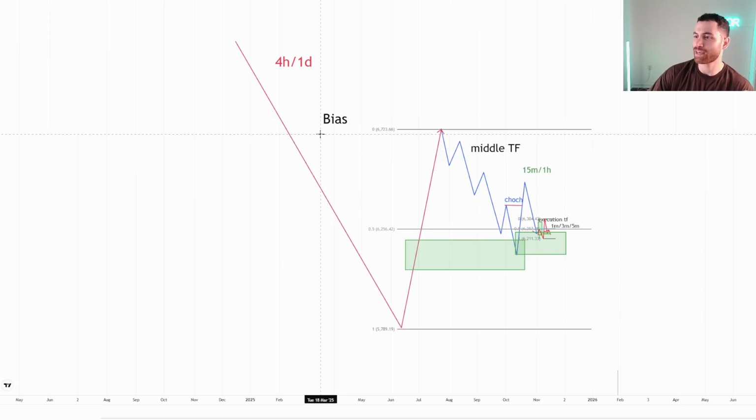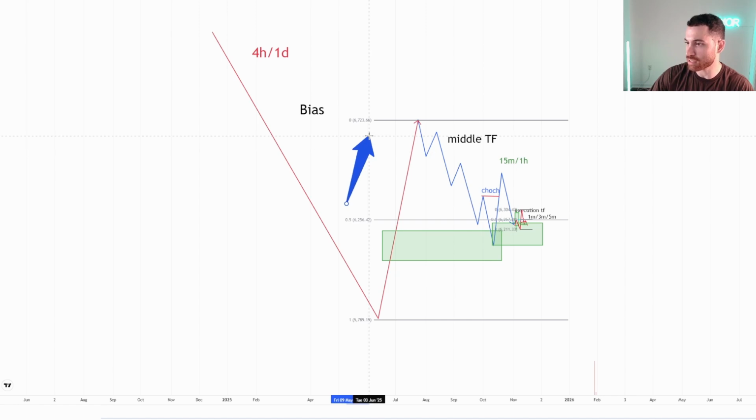So now let me tell you about the steps you need to take in order to use this strategy and earn some money. First, you're going to find your bias. You can find it in 4-hour time frame and daily time frame. Most of the time, you're going to use 4-hour time frame. In this case, the market is clearly going up.